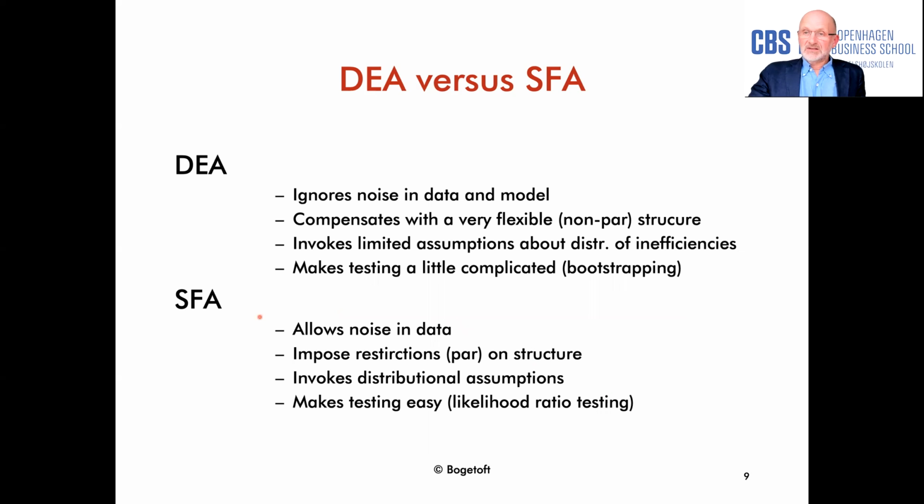The advantage of SFA is that it allows for noise in contrast to DEA. However, it imposes restrictions on the structure of the relationship between input and output up front. It invokes some distributional assumptions about exactly what we need, like half normal or exponential inefficiency terms. And the gain from having these extra restrictions is that it's easier for us to test. We can basically use a likelihood ratio test from general statistical theory.